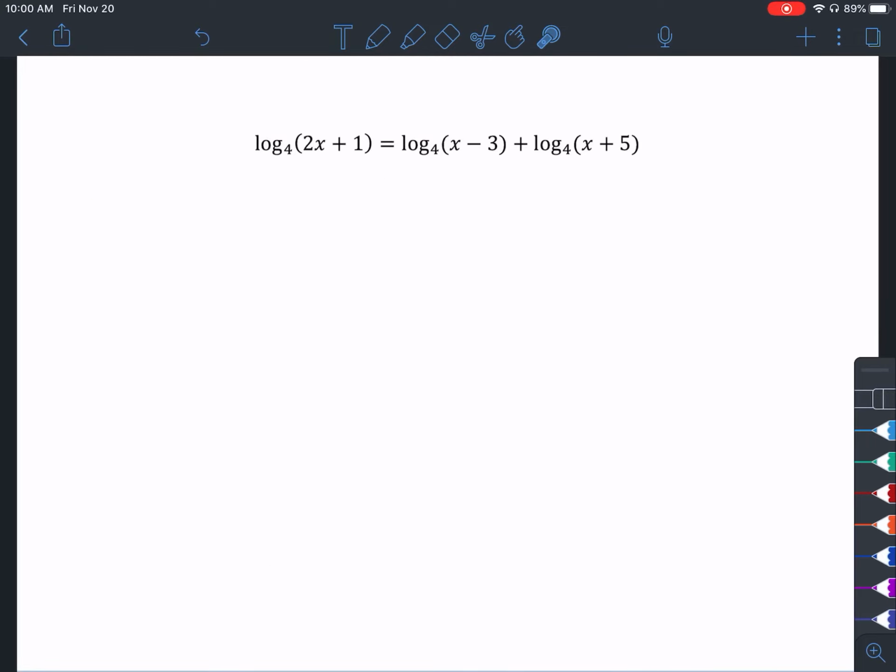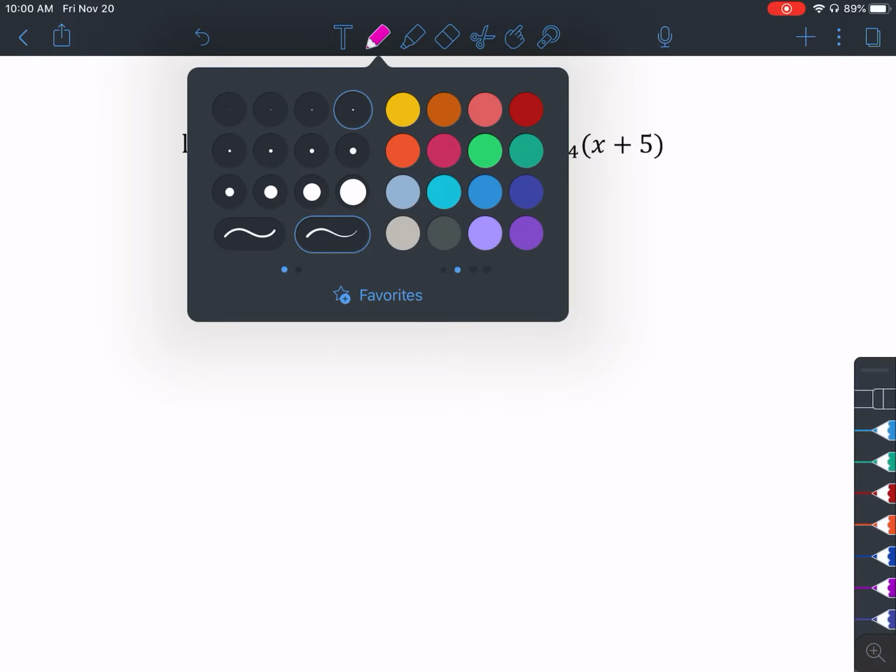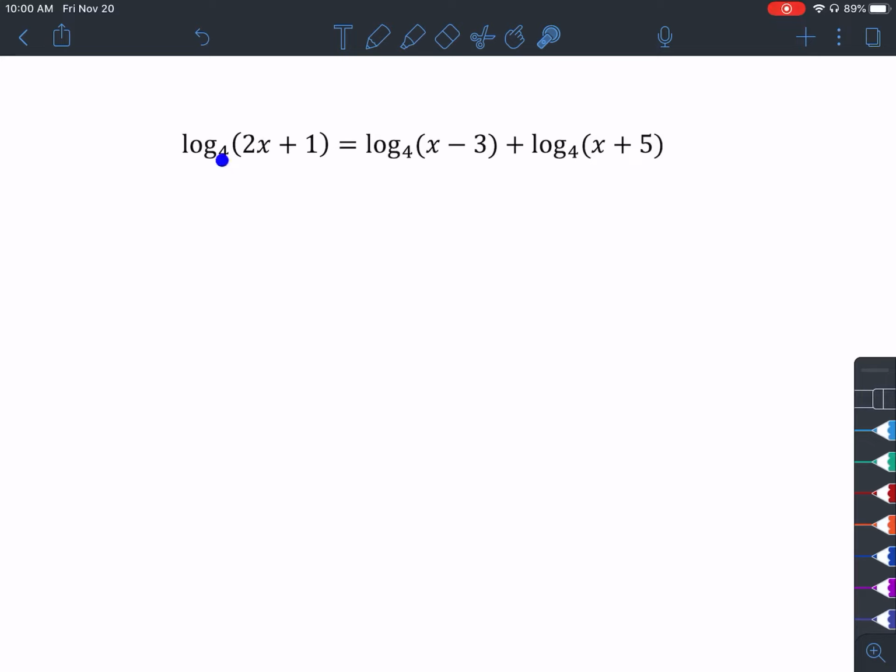So let's try another one. We're going to start once again by determining how many logarithms we have on each side. And from the very beginning, I see I have a log base 4 is equal to log base 4, log base 4. Each of these have a variable in it, so I can't evaluate them. So I know that eventually I'm going to use the one-to-one method.